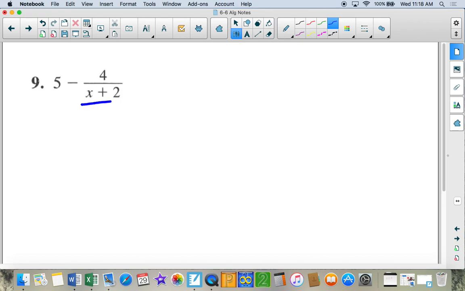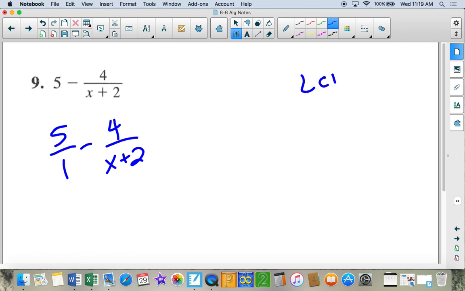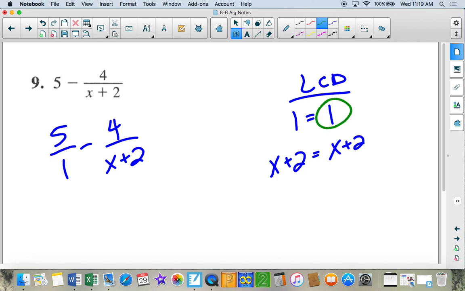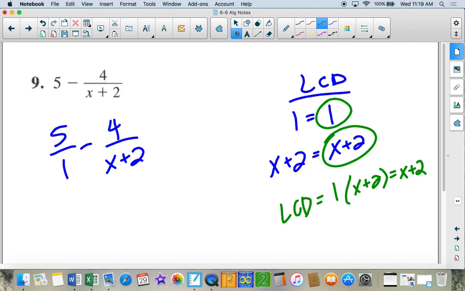Our denominator now used to be a monomial, now it's a binomial. We're still doing the same technique. If we look at our LCD, we have 1, whose prime factorization is 1, and x plus 2, whose prime factorization is x plus 2. I can't simplify, I can't break those out. So what do they have in common? Nothing. What do they have left over? They have a 1 left over and an x plus 2. So my LCD is going to be technically 1 times x plus 2, which equals x plus 2.